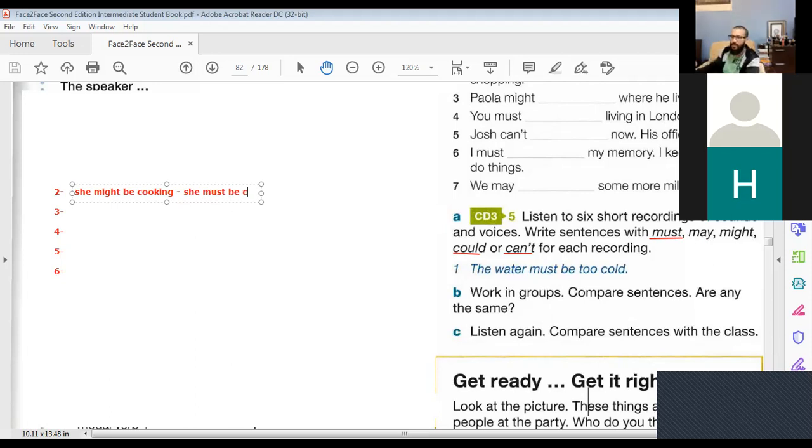Alright. So this is the first situation. Or you can add another deduction, we can say she might be frying an egg. Or maybe she is mixing something or something else. Yes, it's open. It depends on what you think you can see.